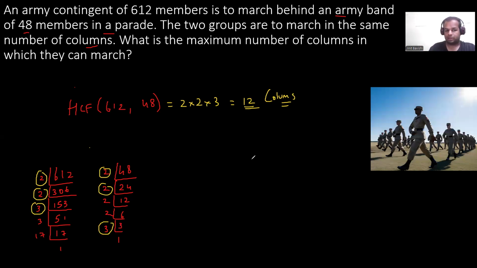So 12 columns means that your band of 48 should be made in 12 columns. You have to think of it: 48 people in 12 columns have to be set off. And then behind them will be your army people of 612 members, also in columns of 12 itself. So the whole 612 will be made into columns of 12 and lined up so that all of them are following the given requirement of the question. Okay, we will stop here. Thank you so much.